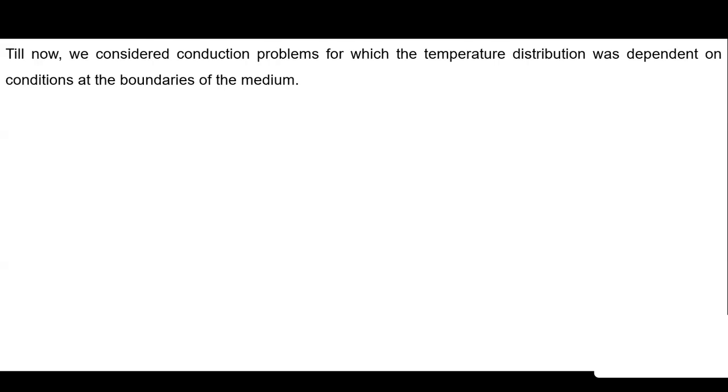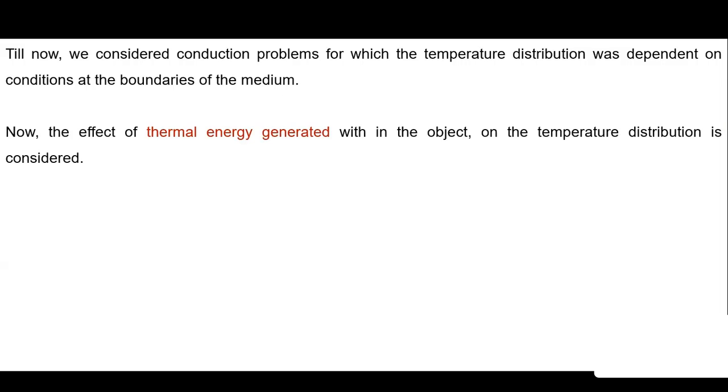Heat generation. Till now, we considered the conduction problem for which the temperature distribution was dependent on the condition at the boundary of the medium. There was no internal generation of energy. Now, the effect of thermal energy which is generated within the object on the temperature distribution is to be considered. So, without heat generation, now we are starting with heat generation.